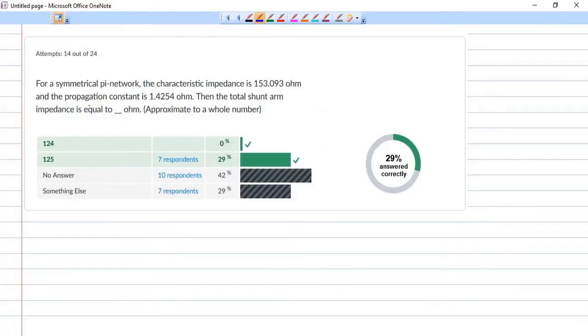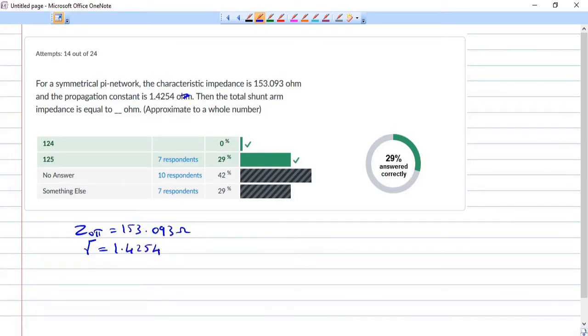The next question says, for a symmetrical pi network, the characteristic impedance is again Z0 pi equal to 153.093 ohm. The propagation constant is given as 1.4254. Then the total shunt arm impedance is equal to, so we are asked Z2, that is the total shunt arm impedance. We have written in the previous question that 2Z2 is equal to Z0 pi by tanh(gamma by 2), right?